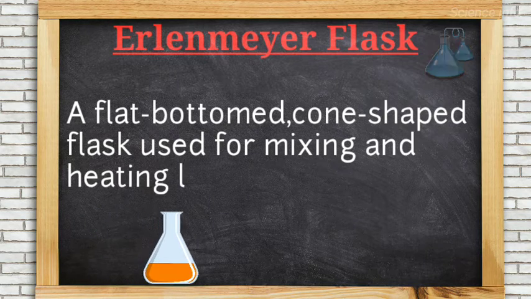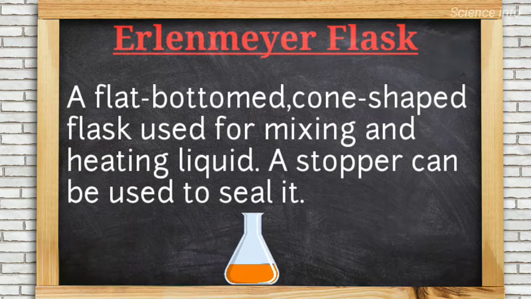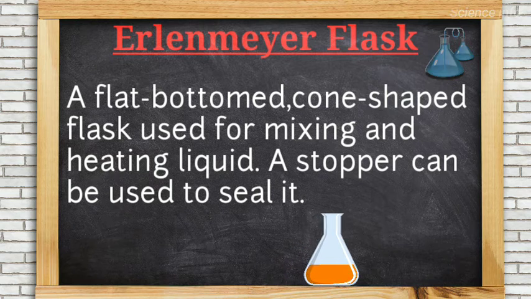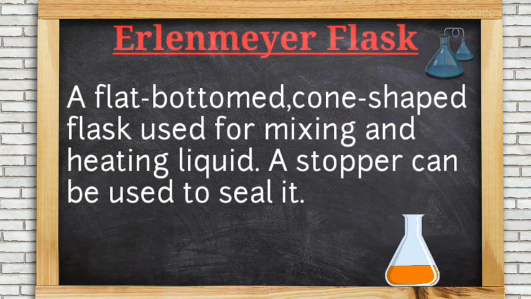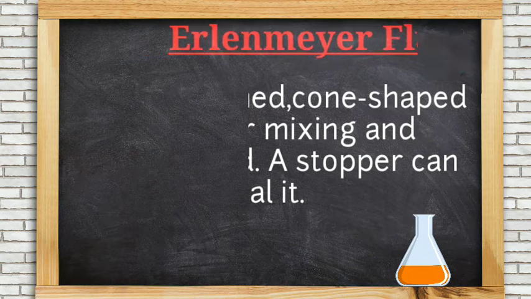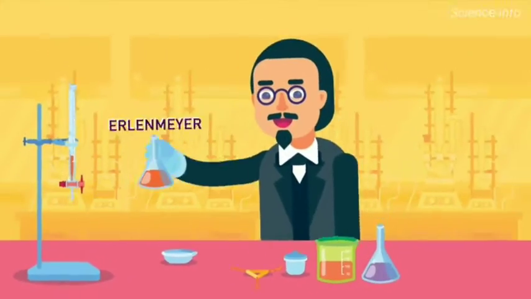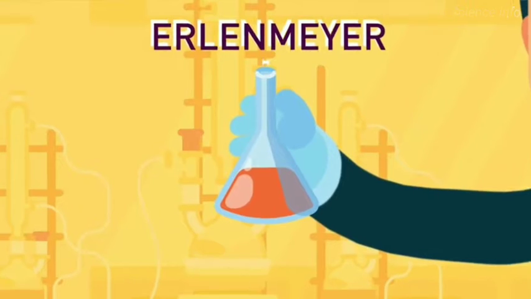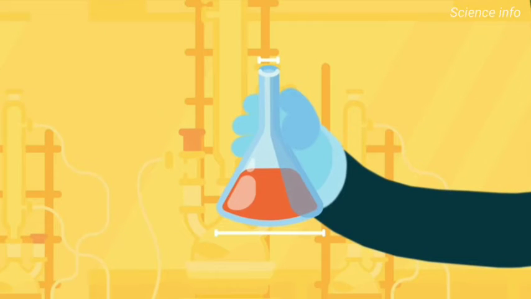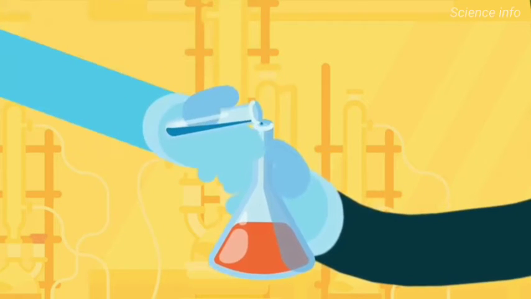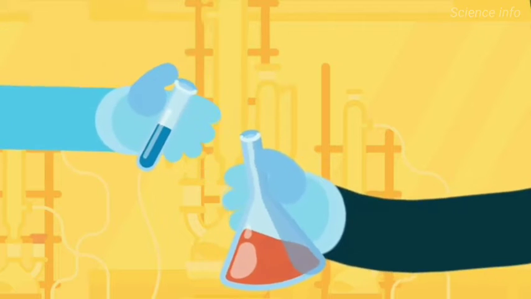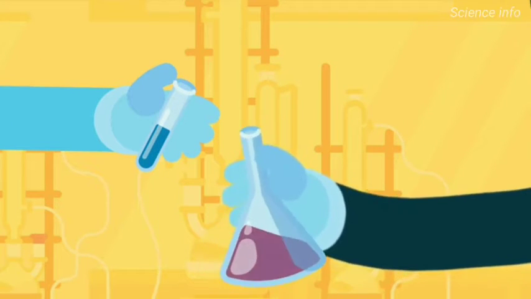A flat-bottomed cone-shaped flask used for mixing and heating liquid. A stopper can be used to seal it. Conical flask, also known as the Erlenmeyer flask, is a glassware that has a narrow neck that expands towards its base. It is used to hold and mix chemicals. The small neck is to facilitate mixing without spilling.